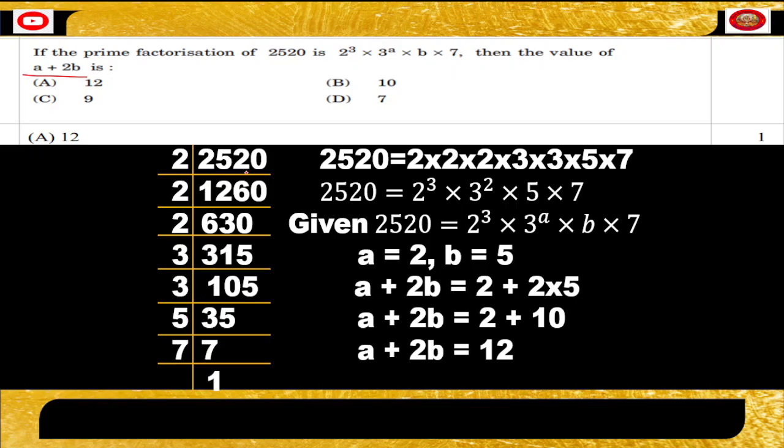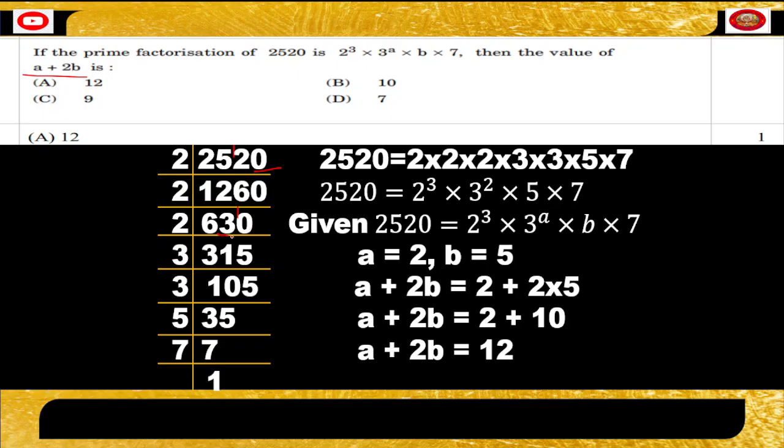Here is a 0, so this is an even number. That means 2520 comes in the 2 table. 2 ones are 2. Here is a 5. 2 twos are 4. 5 minus 4 is 1. That 1 should be written here. Then 2 becomes 12. 2 sixes are 12, remainder 0. Next, 2 sixes are 12. 2 threes are 6, 0. Next, 2 threes are 6. Here is a 3. 2 ones are 2. 3 minus 2 is 1. That 1 should be written here.